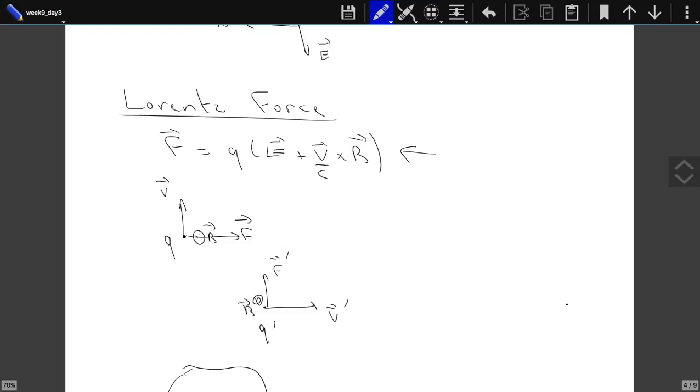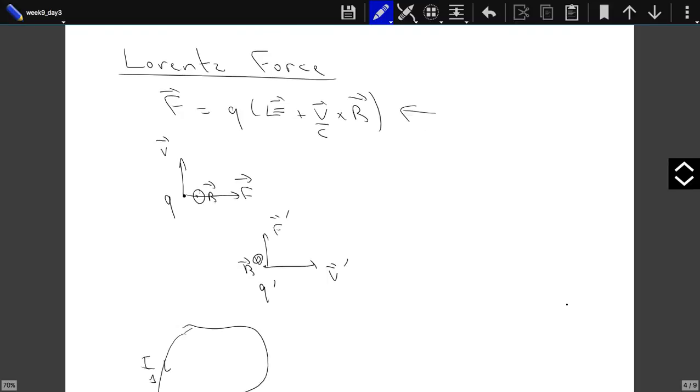And there is a part that is linear in velocity, and that part is what we call the magnetic force. Now, this definition of electric and magnetic fields will be important later on. That's why I'm stressing it now.